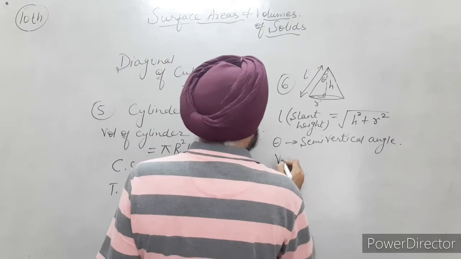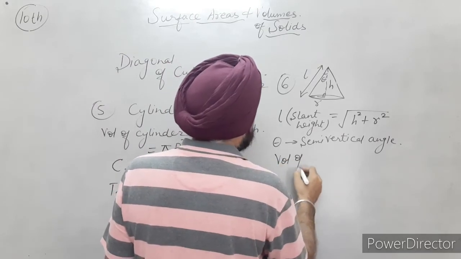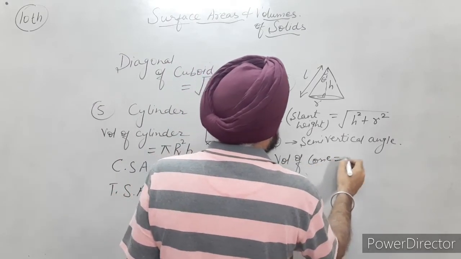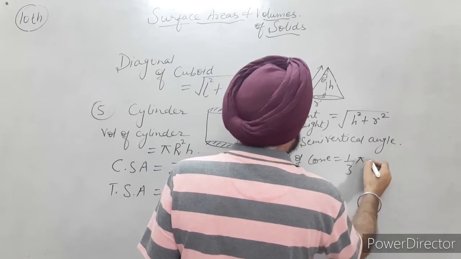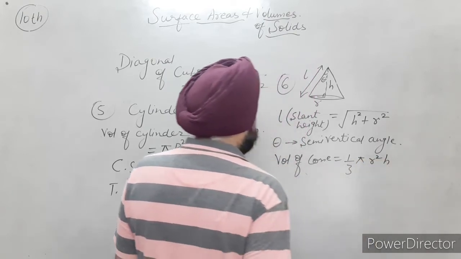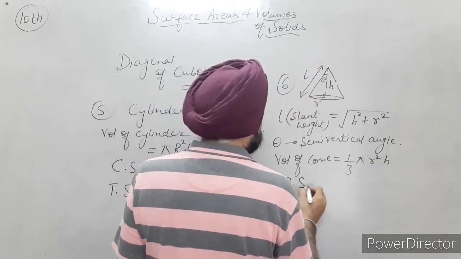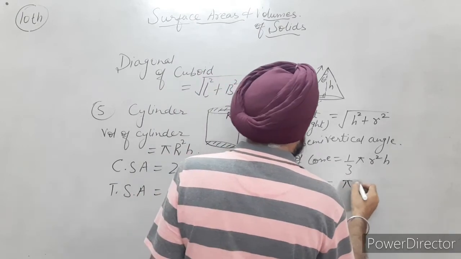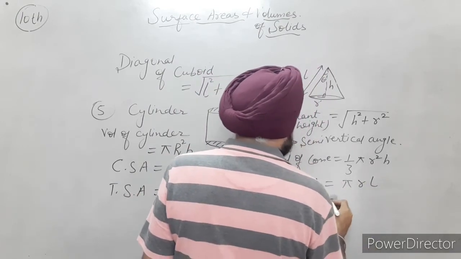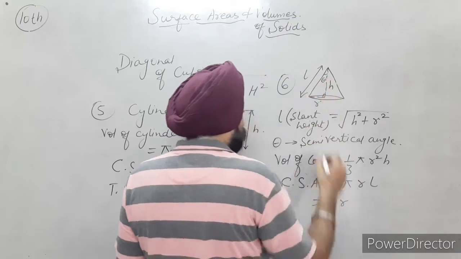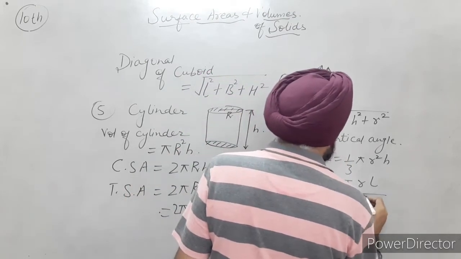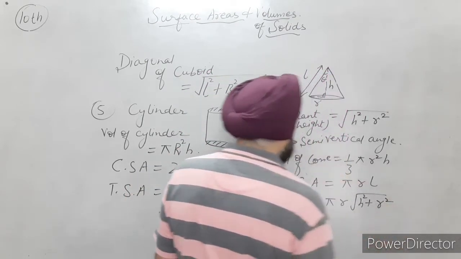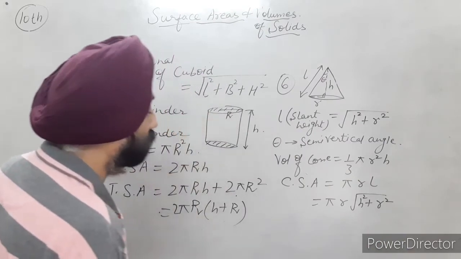So the volume of this cone is 1 by 3 pi r square h. Then the curved surface area of the cone is pi r L. I can substitute the value of L as the square root of h square plus r square. This is the curved surface area of the cone.